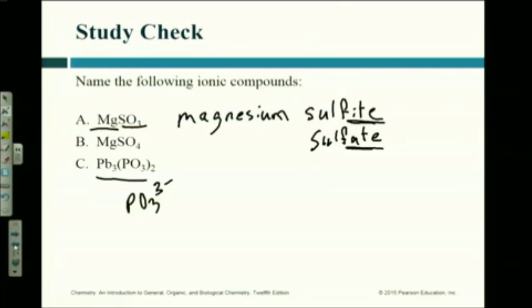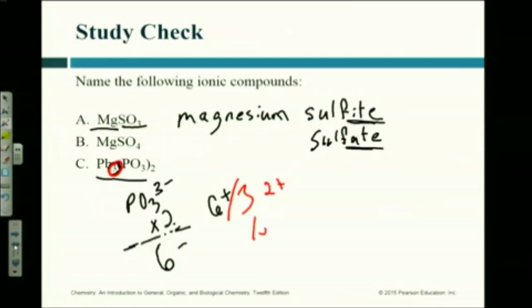This 2 tells me I have 2, everything that's in there. So times 2, I have 6 negative charges. Everybody agree with that? Yeah. That means I have to have 6 positive charges, don't I? They're going to be spread over 3 leads. So each lead is 2 plus. This is lead 2 phosphite.